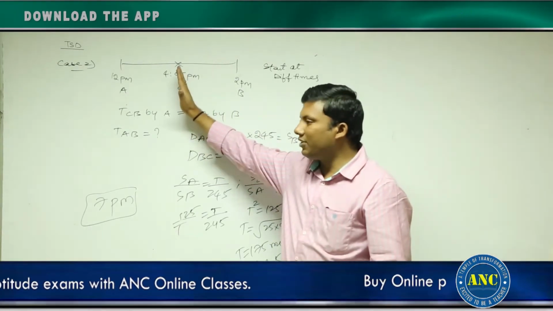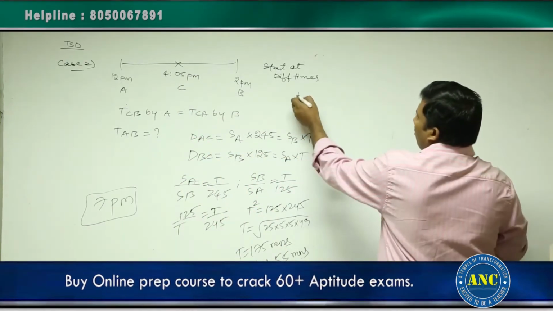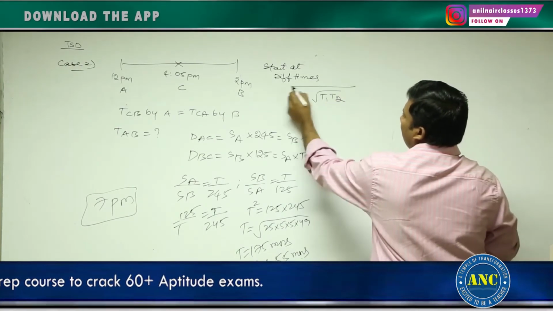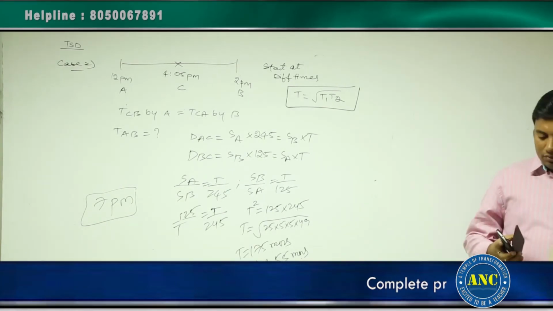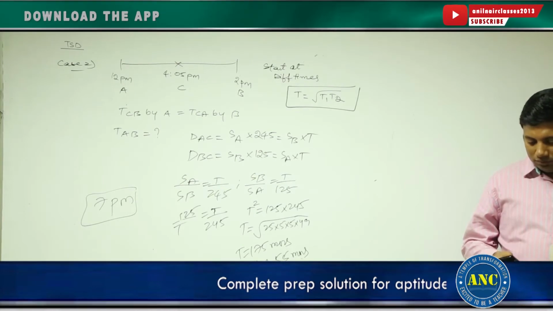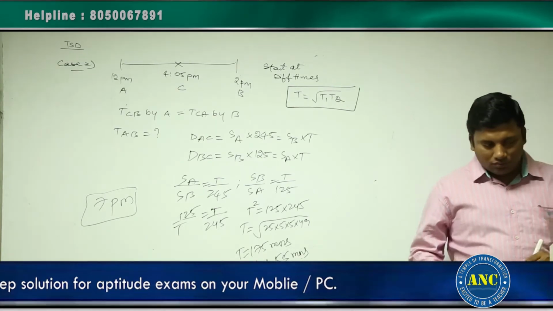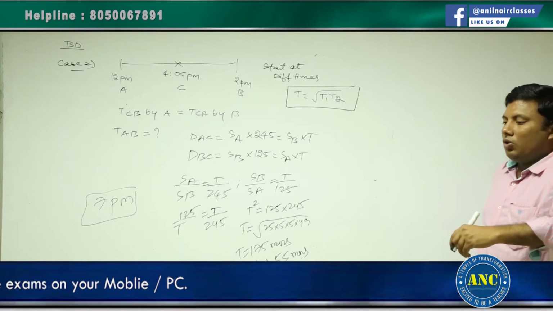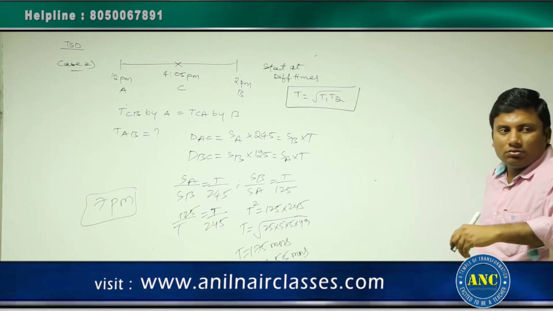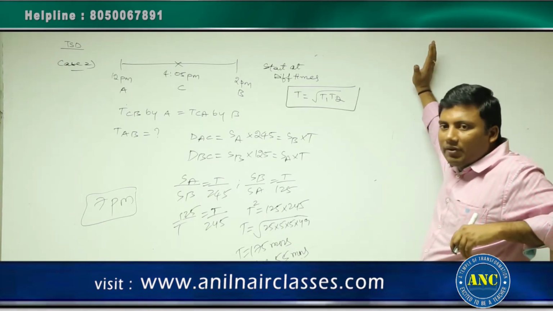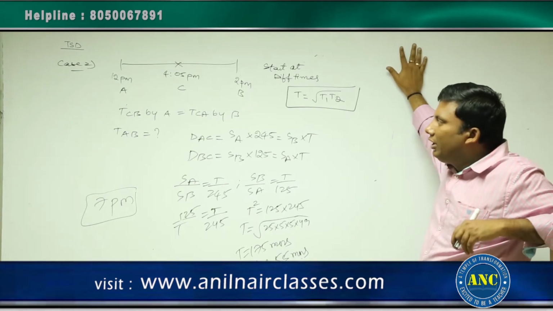If T1 is the time period from C to B, and T2 is the time period from C to A, the conclusion is T equivalent to root of T1 T2.